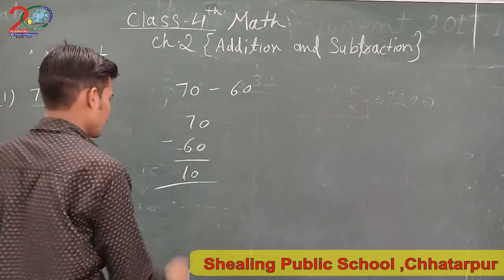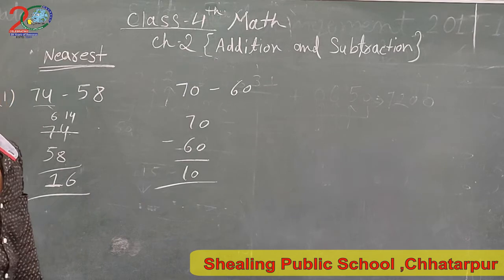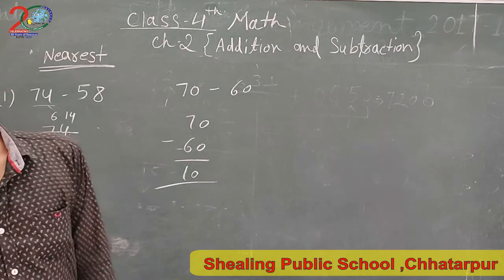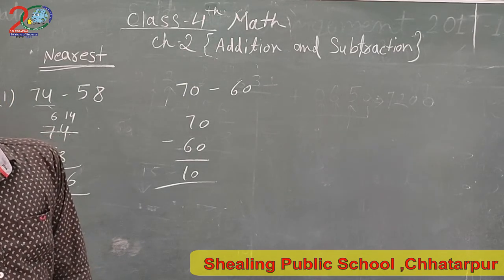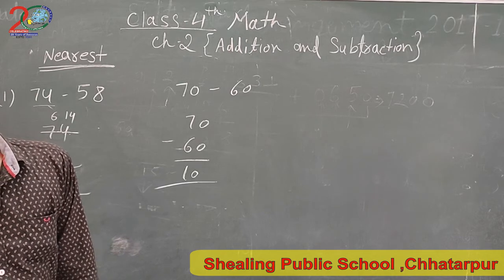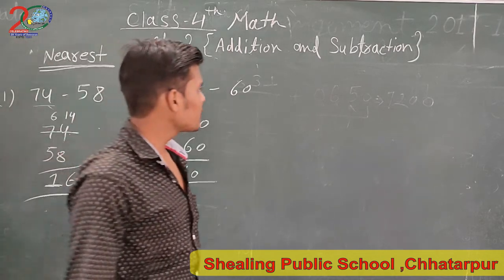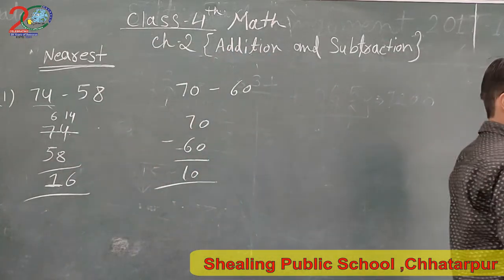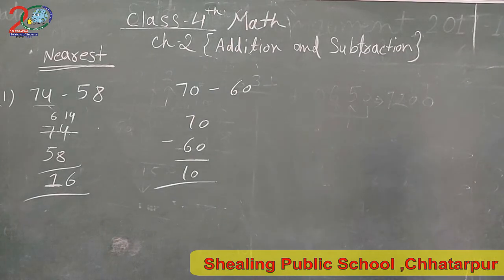Okay. So in this chapter we are only explaining how to add, how to subtract. Okay. And nothing else in this chapter. So I think all of you understand how to subtract 3-digit, 4-digit numbers and how to add the numbers. Okay. Thank you for watching.